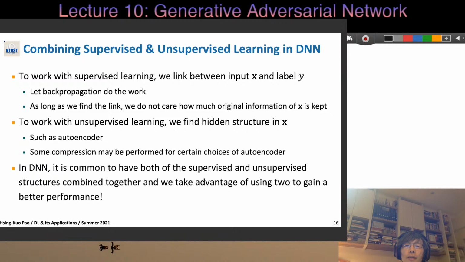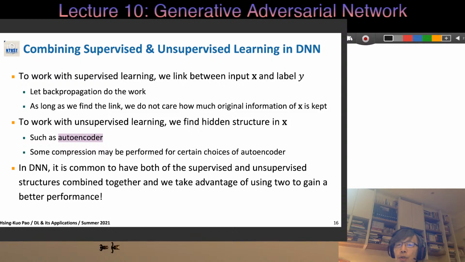In deep learning, we can work with supervised learning in the sense that we link the input X and label Y. For unsupervised learning, we want to find the hidden structure in X, such as with an autoencoder. When we try supervised learning with backpropagation, sometimes we run into the vanishing gradient problem, and for the autoencoder, we probably don't worry too much about this problem.